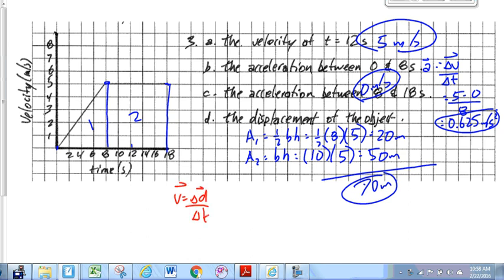Now this is acceleration. How can I use d over t? Because I'm looking for the average velocity. The displacement we just found. It would be 70 meters divided by the time of 18 seconds, whatever that works out to be.